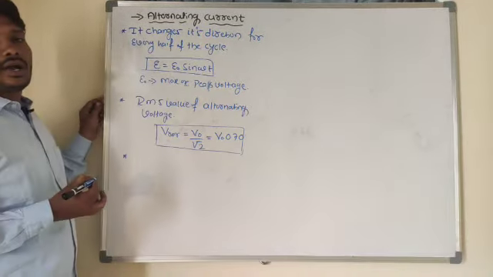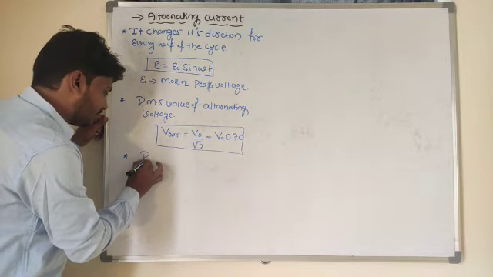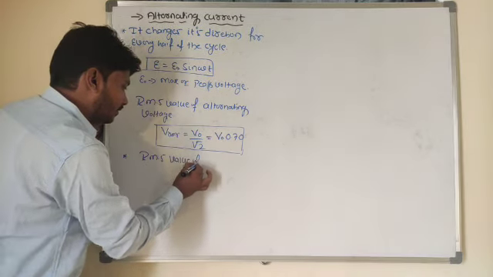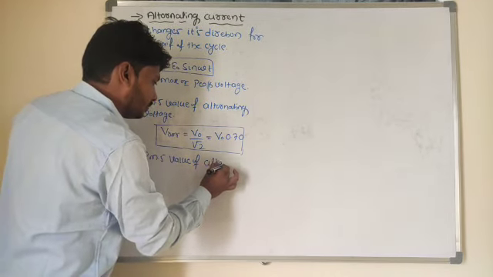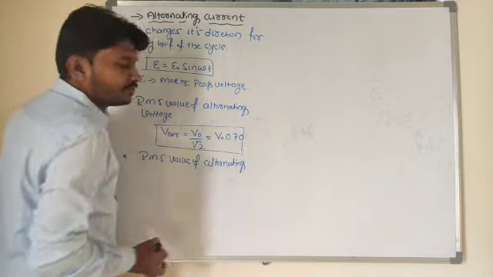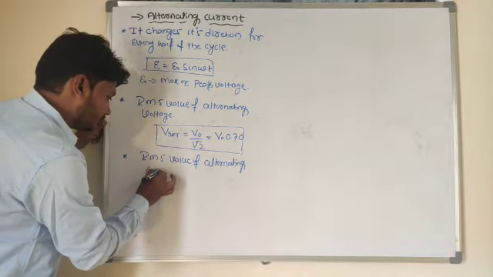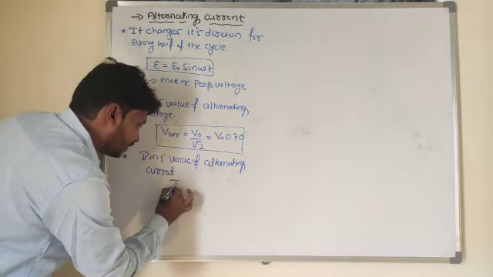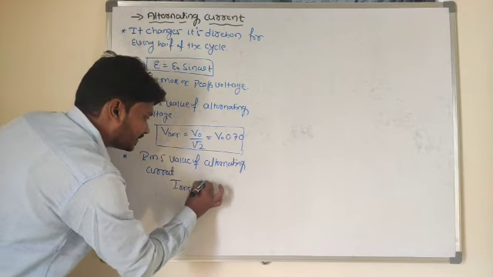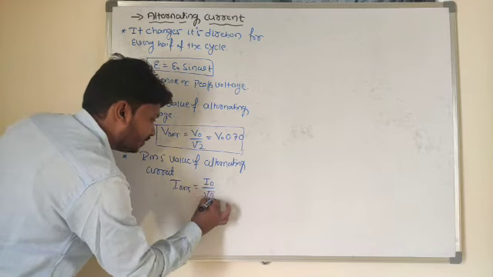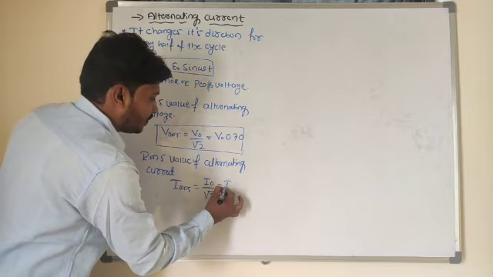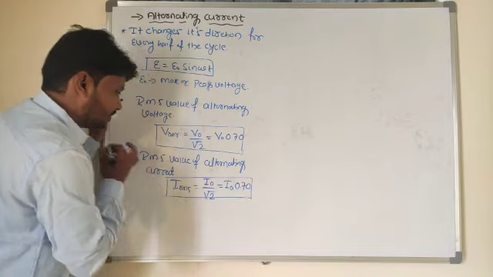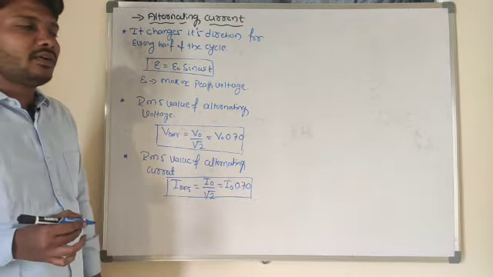Similarly, the root mean square value of alternating current. So that equation: I RMS is equal to I naught divided by root 2, or 1 by root 2 value is 0.70. So this is the expression for the root mean square value of alternating current.